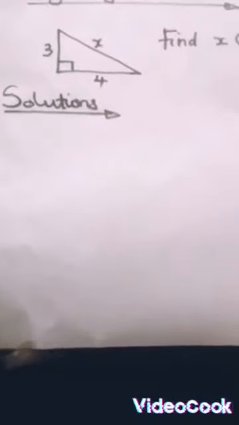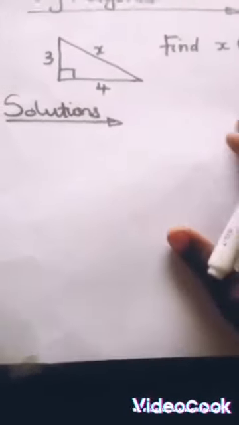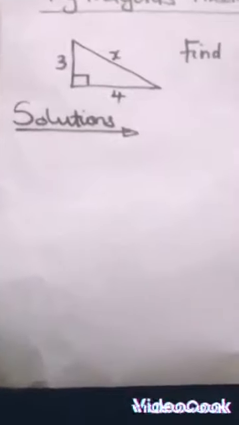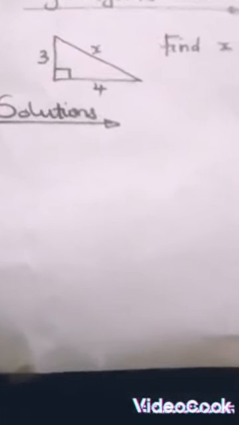So as for today, we want to talk about the Pythagoras theorem, right? Here is the question. We're given the right angled triangle, and the question says find x, 2 marks. Then here we want to provide these solutions, right?